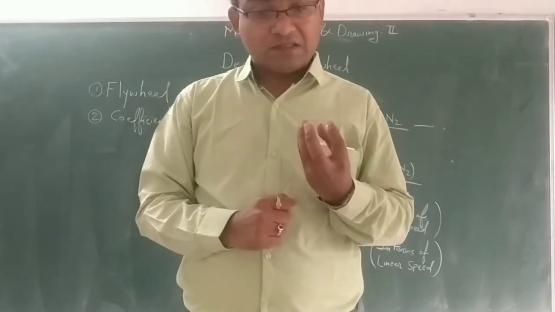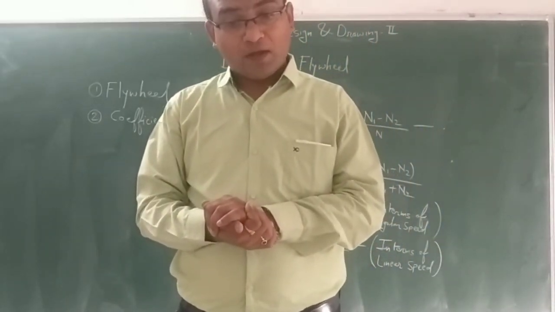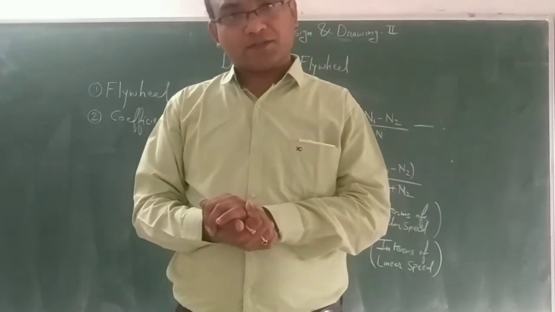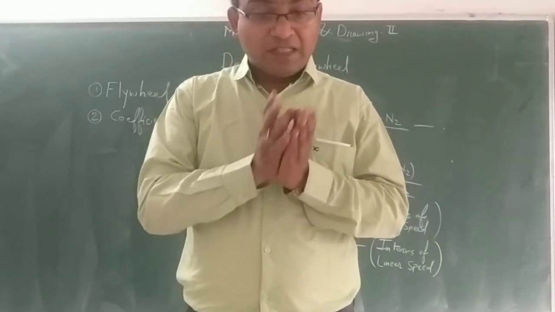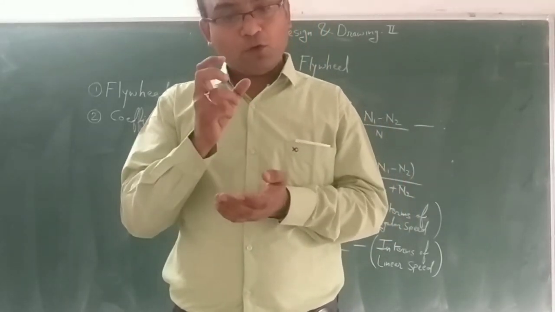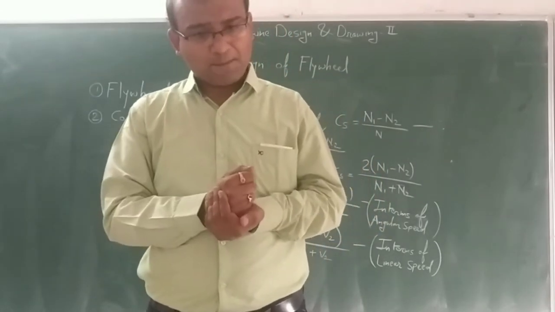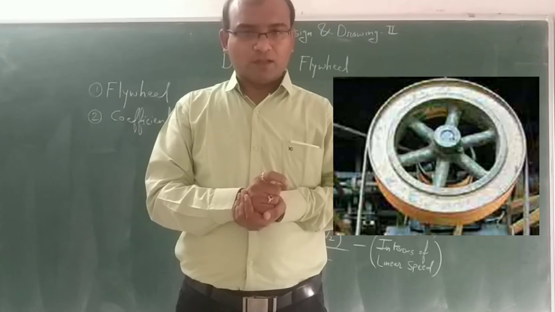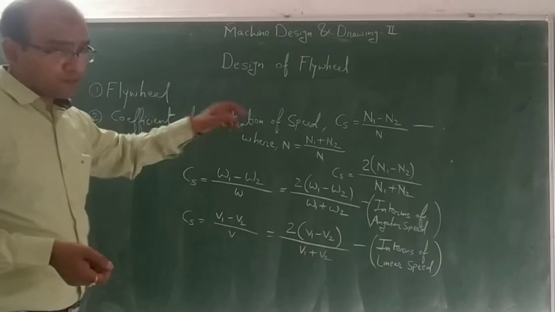which stores energy during the period when the supply of energy is more than the requirement, and releases it during the period when the requirement of energy is more than the supply. It is the definition of flywheel. Then next one is your coefficient of fluctuation of speed.